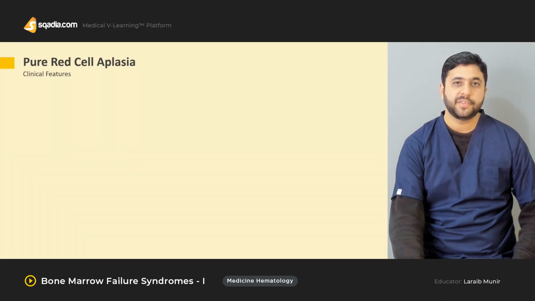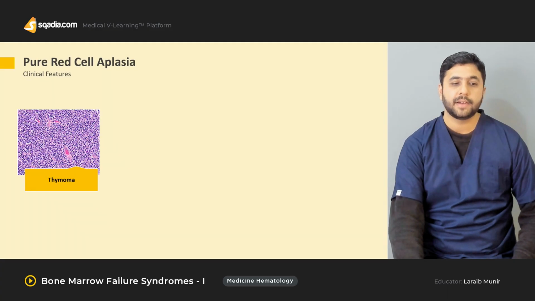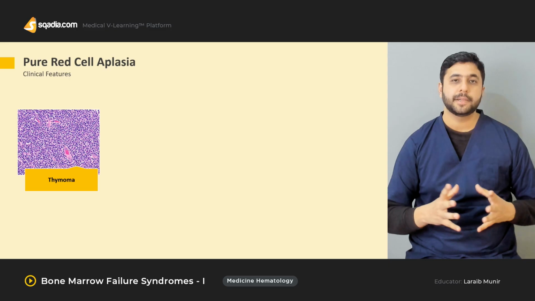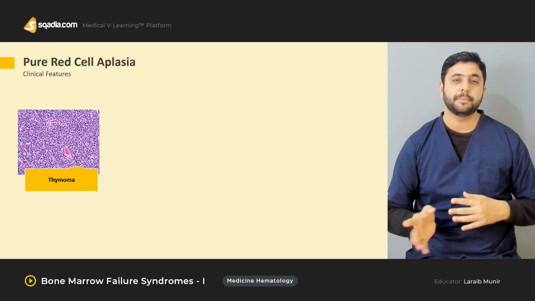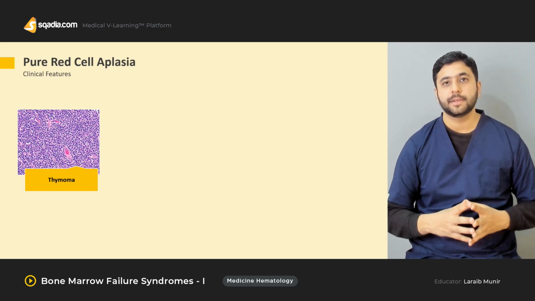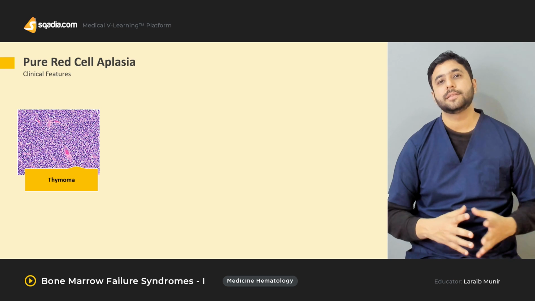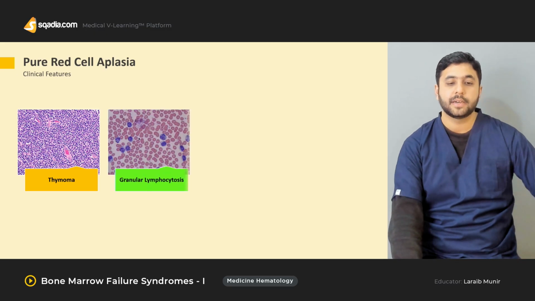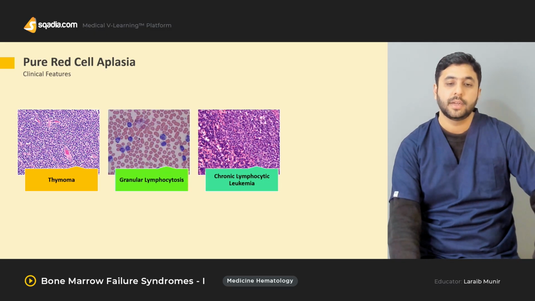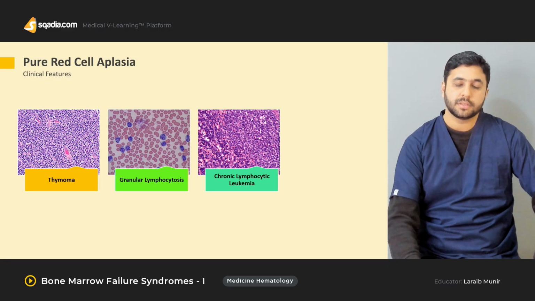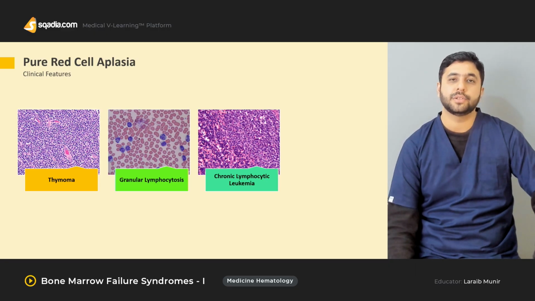What are the important clinical features the patient will present with, and what are the various secondary diseases? The clinical picture will be predominated by the primary disease. For example, if someone has a thymoma, then that will be the initial presenting complaint, and the pure red cell aplasia, or PRCA, can be a secondary finding. Similarly, in problems like granular lymphocytosis or malignancies like CLL, chronic lymphocytic leukemia, patients can have a hemolytic episode with RBC aplasia because they are having problems with the hematological system.